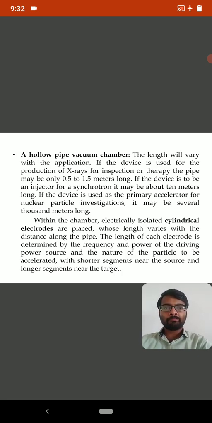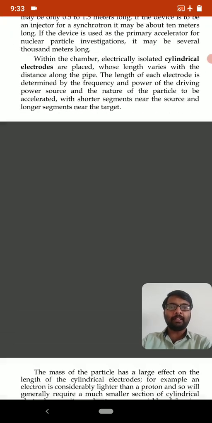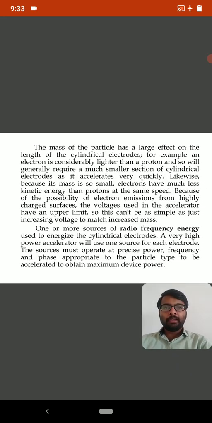So this is the third component of this LINAC, that is hollow pipe vacuum chamber, which consists of cylindrical electrodes, and this is called as the accelerating column of this linear accelerator. Then the mass of the particle which we are accelerating in this hollow pipe or the accelerating column has a large effect on the length of these cylindrical electrodes. So the mass of the particle plays an important role in the length of these cylindrical electrodes which we have placed in the hollow pipe vacuum chamber, which is generally called as the accelerating column.